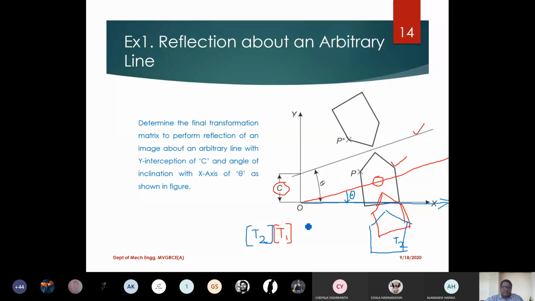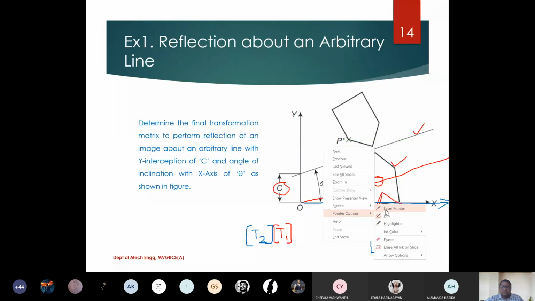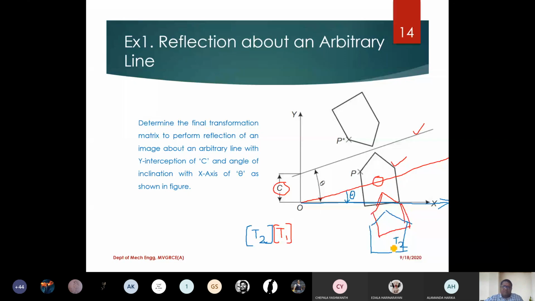So we came to this location. Leave about this. This is the final one. How can I arrive to this final one? That is how you need to think. Then tell me, what should I do? Tell me. Now the straight line got matched to x-axis.